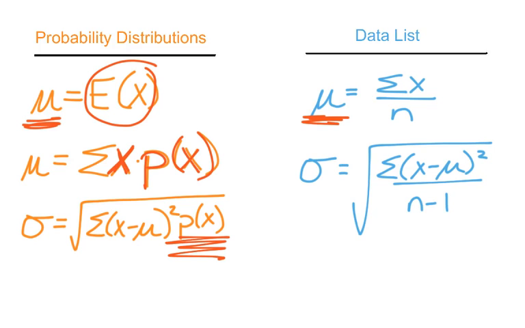In the data list, this is the old school method of how you're going to calculate mean. You sum up the values and divide by the number of values in the data set. The standard deviation, we're going to take the sum of the deviation squared and divide by n minus 1. So the number of values minus 1.